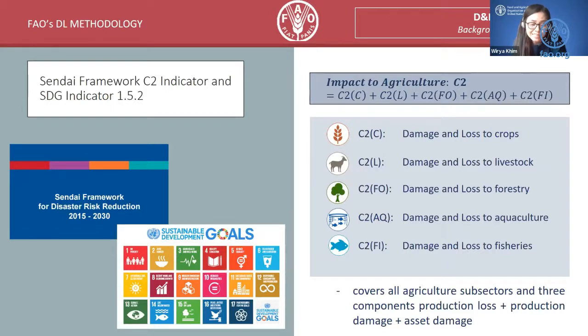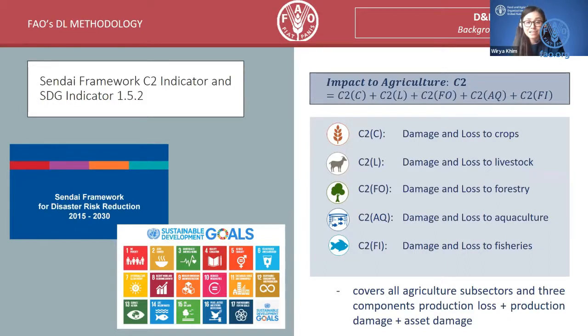It started since the Hyogo Framework for Action, and the momentum grew much stronger when the FAO presented the draft methodology in the Sendai conference in March 2015, which received very strong buy-in from member states for the need to have this methodology that addresses the specificity of agriculture.